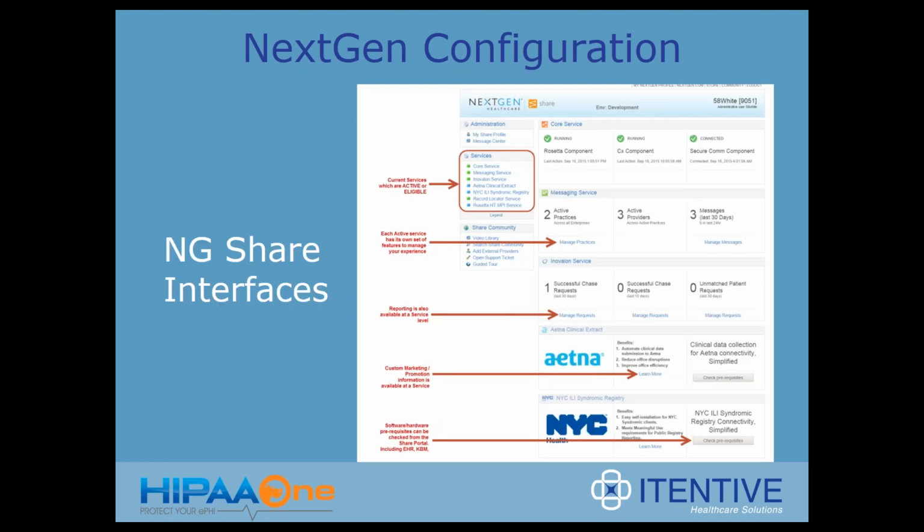After Rosetta's done, we also need to consider NextGen Share if that's something that you're using. These can be found by accessing the NextGen Share portals. And a good tip here is that we're going to want to make sure that we're doing both production and staging for those NextGen Share interfaces to record those as well.